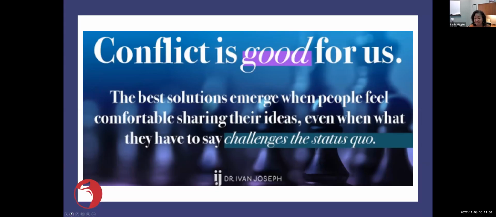Well, conflict is good for you. The best solutions emerge when people feel comfortable sharing their ideas, even when what they have to say challenges the status quo. So whatever you have to say is necessary. You are allowed to communicate in the space. Conflict is good for us when done respectfully, when done in its natural state. It becomes the challenge when we flip it and we begin to hear the unhealthy side of conflict. Yeah, healthy versus unhealthy.